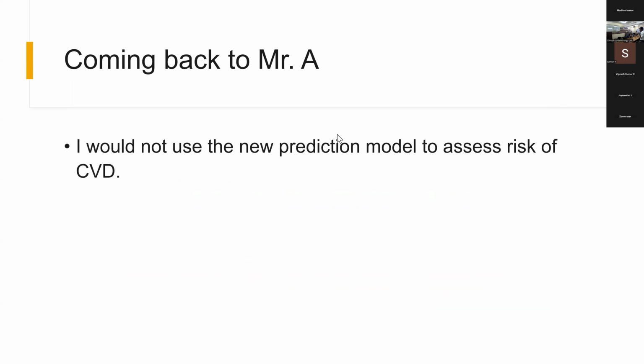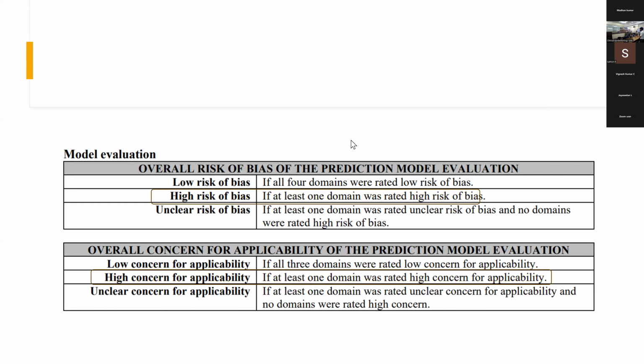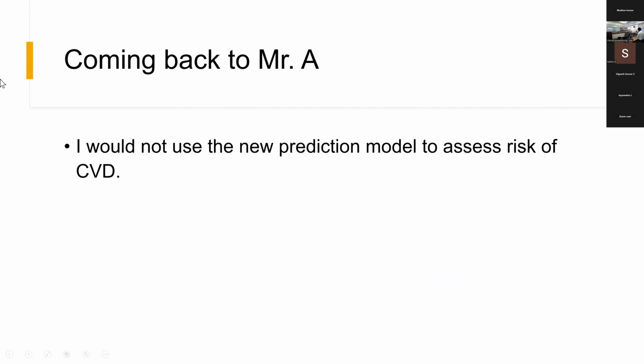So given all these factors, for Mr. A, who had wanted to know his 10-year future risk of developing an MI, given the high risk of bias and high concern for applicability, given the inadequate sample size, and given the fact that I did not know how many of them actually had an MI and the outcome was only 202, at present, I would not use this prediction model to assess the risk of him developing a cardiovascular event in the future.